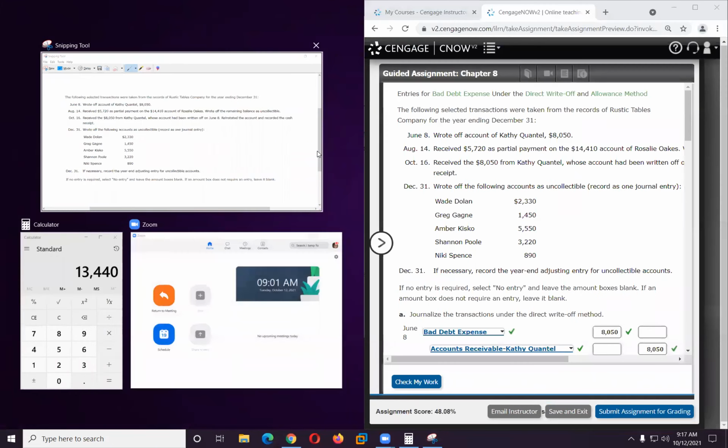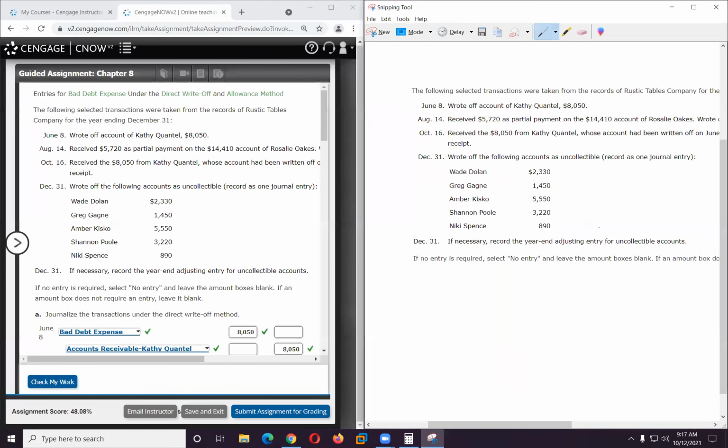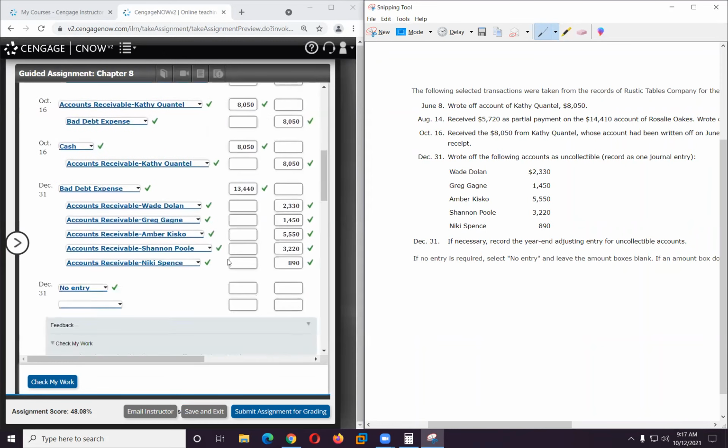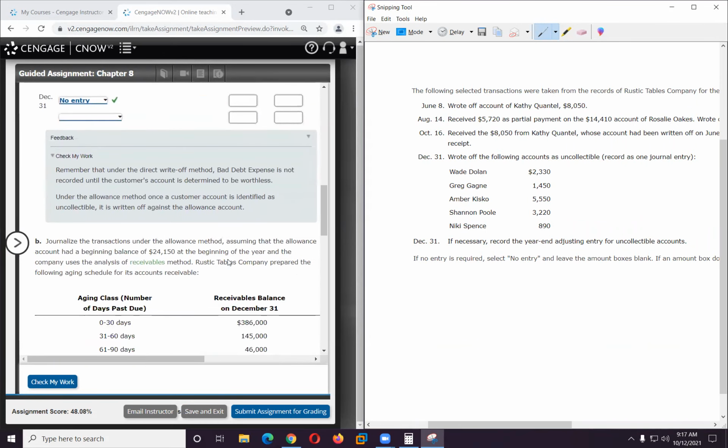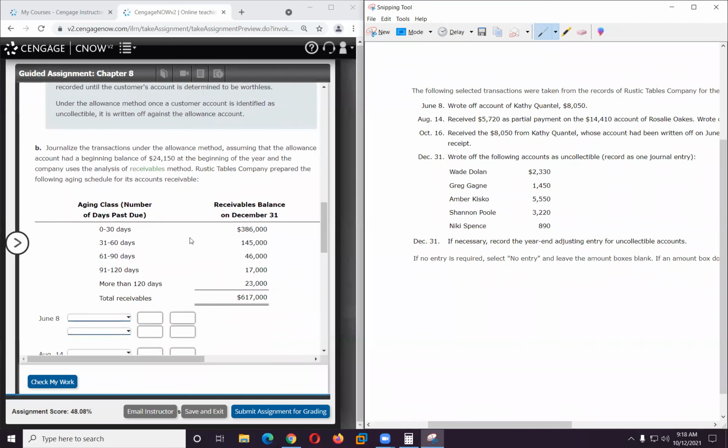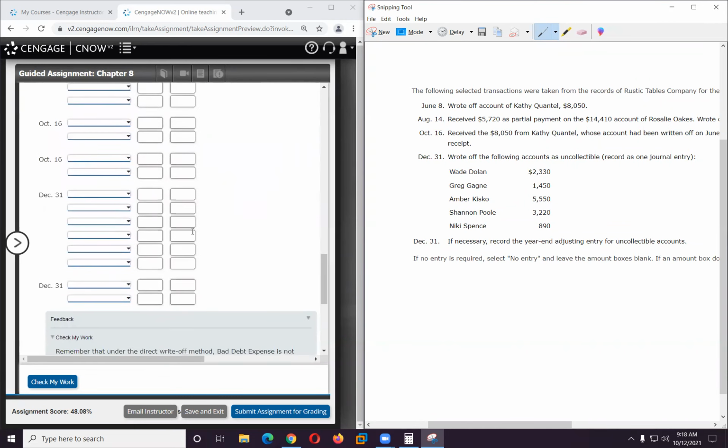So I just made a little snip of that information from up top so that I don't have to keep scrolling, because this second part down here is pretty much the same stuff. It says journalize the transactions under the allowance method, assuming that the allowance account has a beginning balance of $24,150 at the beginning of the year, and the company uses the analysis of receivables method. Okay, so here it gives us this aging schedule, and then right now we're supposed to do these journal entries.